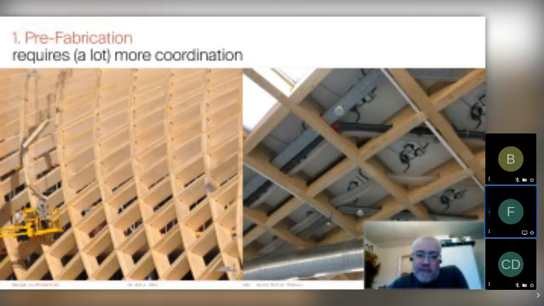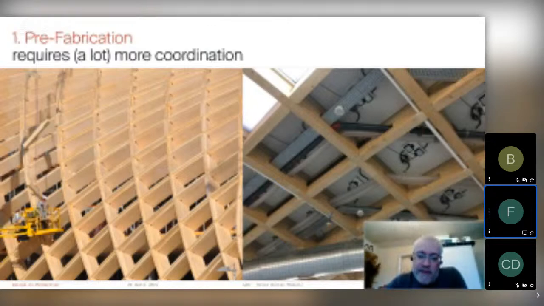Prefabrication requires a lot more coordination than if you do things on site. Luckily, the timber guys are actually pretty used to prefabrication. All the carpenters always have done the detailing on the roof trusses on the ground before they hoisted them up into some church roof. So on the execution side, the mindset is basically already there.